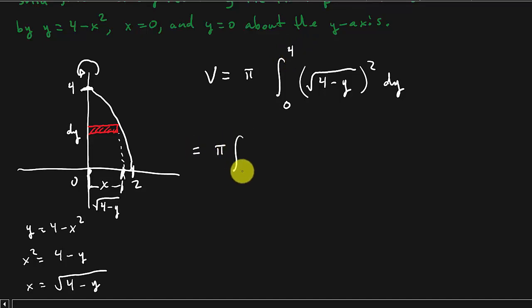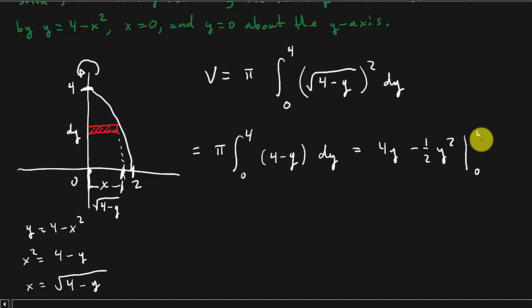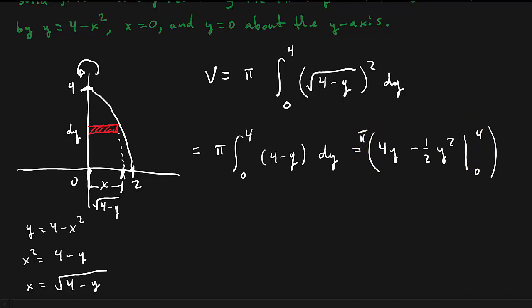And so this is going to be pi, 0 to 4, 4 minus y times dy. And so now we're ready to integrate. So that's going to be 4y minus 1/2 y squared from 0 to 4. And don't forget, all that's times pi.